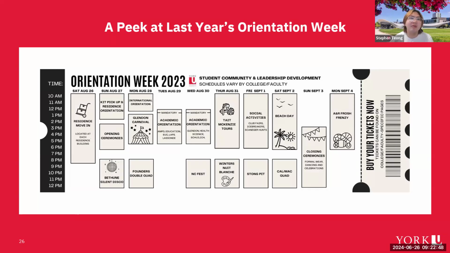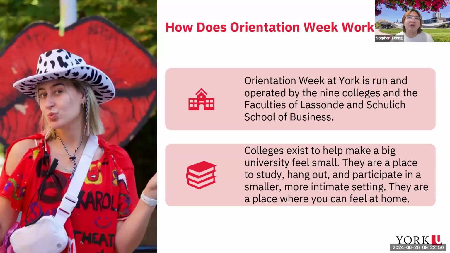So you might be wondering, how does Orientation Week work at York? We don't just have one O Week, we actually have 11. Orientation Week at York is run and operated by the 9 colleges and then the faculties of Lassonde and the Schulich School of Business. You might be a bit confused by this. You might be thinking, hey, I thought I was going to university. You are, but being a part of the university also puts you into one of these colleges.